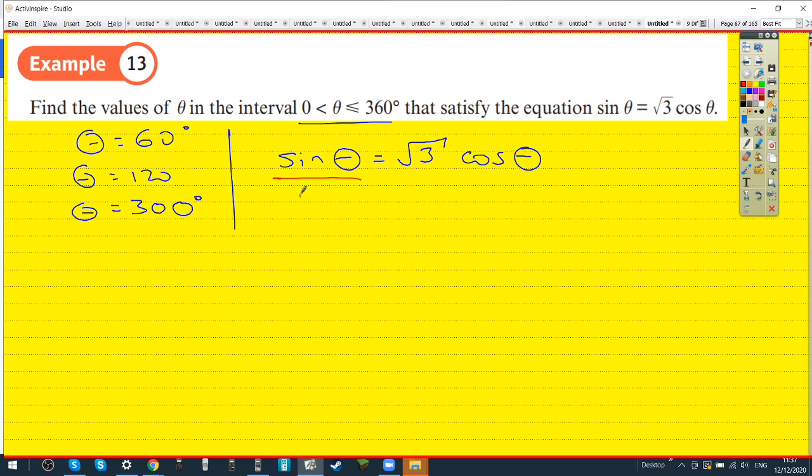Divide both sides by cos. What do you get? Cos theta on the right, the cos's cancel out, so it's just square root 3. And on the left, sine theta divided by cos theta is... is it tan theta? Well done. And then, can you just put that into the calculator, or do you have to make tan on the right side? Any way you like. Should work.